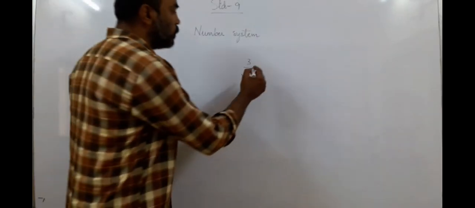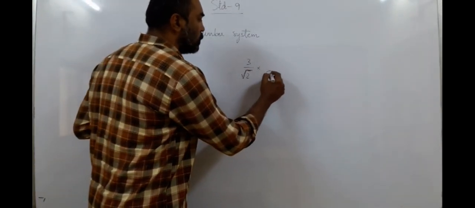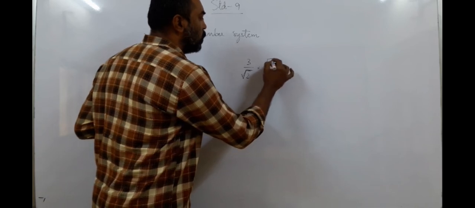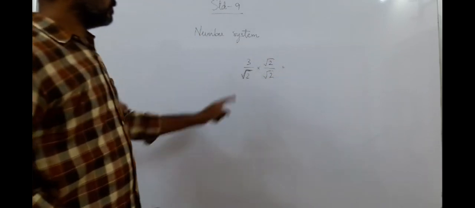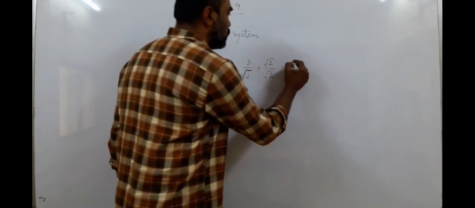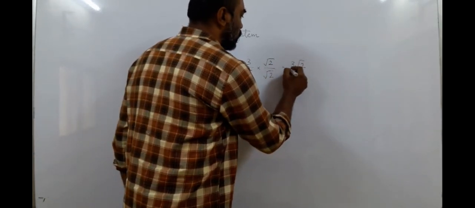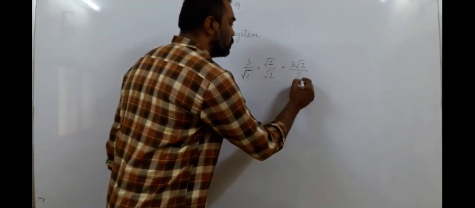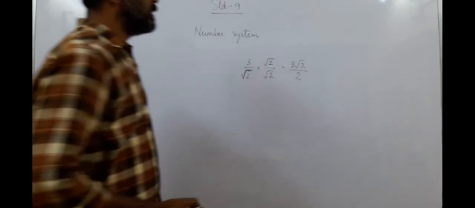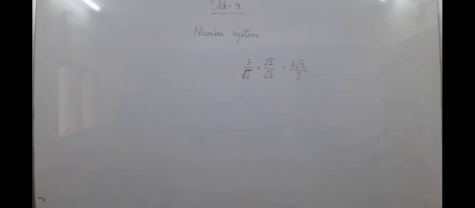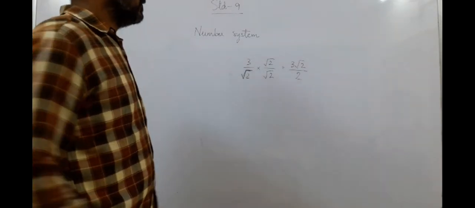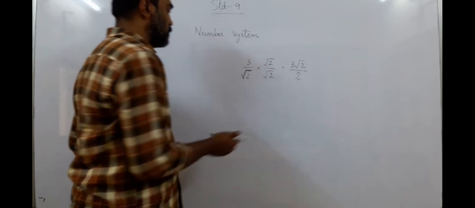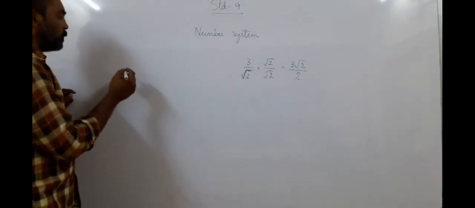If I got root 2, I multiply the numerator and the denominator by root 2. So this becomes 3 root 2, and root 2 into root 2 is root 4, that is 2. So it still remains an irrational number, but what we have done, we have rationalized the denominator. The denominator has been rationalized. It was irrational, it became rational. Let us see one more example.